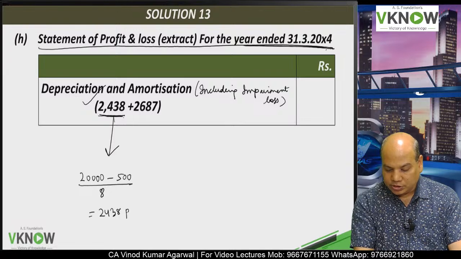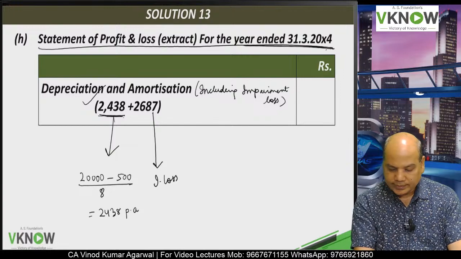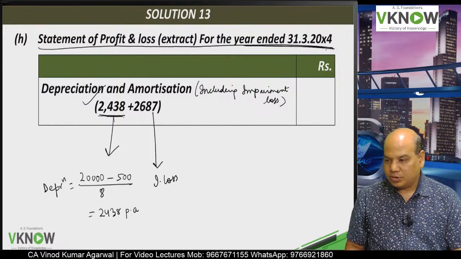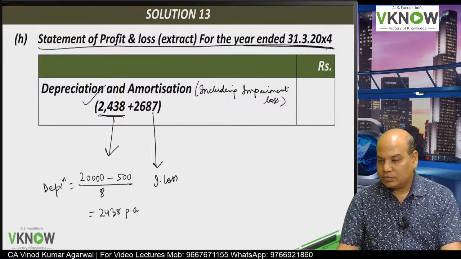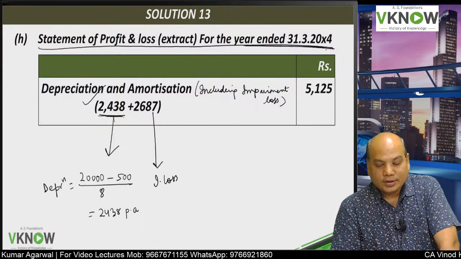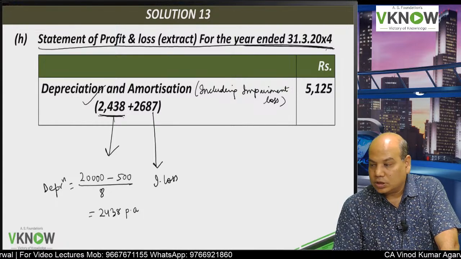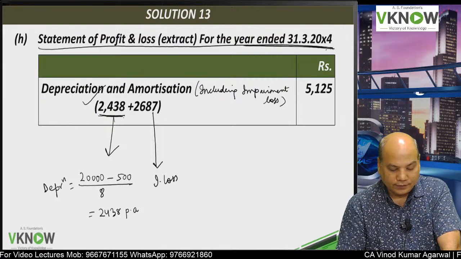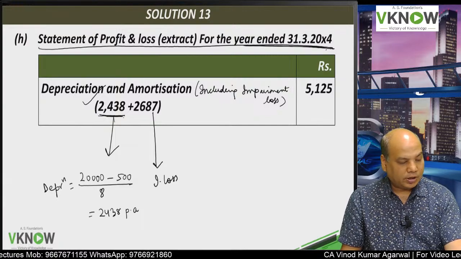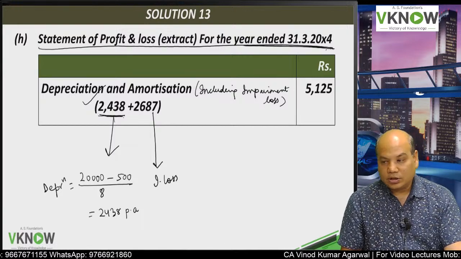This is per annum depreciation, and this is impairment loss. Okay. Depreciation is 2438 and impairment loss is 2687. So in the year ended 31st March 2004, your profit and loss account will take a hit of 5128. 5128 will be charged to your profit and loss account. Is it right now?